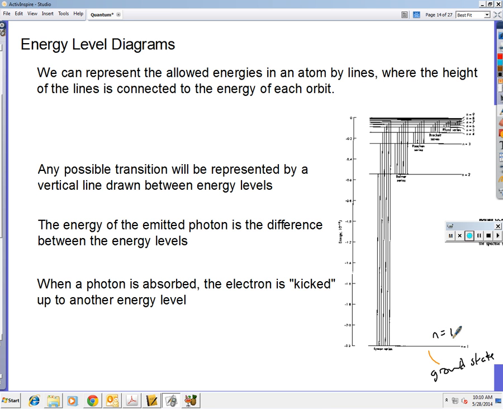That's called n equals 1. And you also have n equals 2, which is the next highest, n equals 3, and so on. You notice that for most actual atoms, the energy levels get very closely spaced near the top, and they're widely spaced near the bottom.